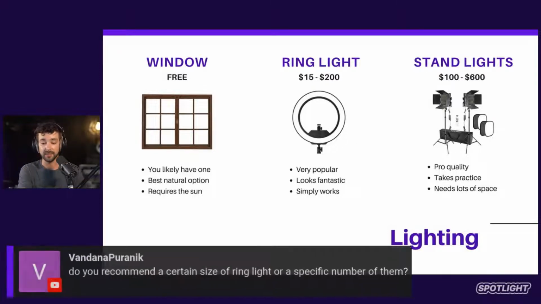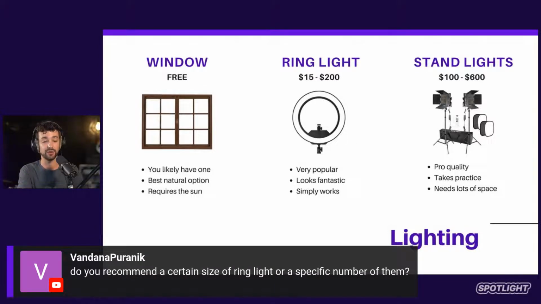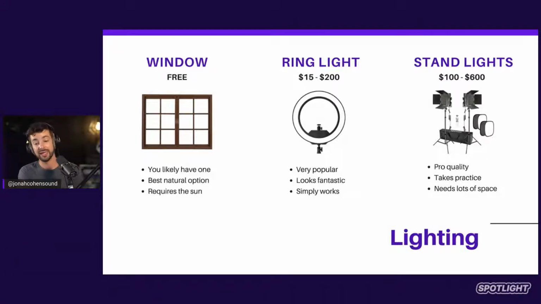This is a great question. Vandana is saying, do you recommend a certain size of ring light or a specific number of them? The bigger the ring light, the more coverage you will get. So the bigger ring lights will give you what I think is better quality lighting. I don't necessarily recommend using a bunch of different ring lights. Ring lights are fantastic for what they're made for, which is having one ring light set up in front of you. You get that beautiful, even lighting, and you get the nice little iris glint as well, which brings the eyes out for an individual.